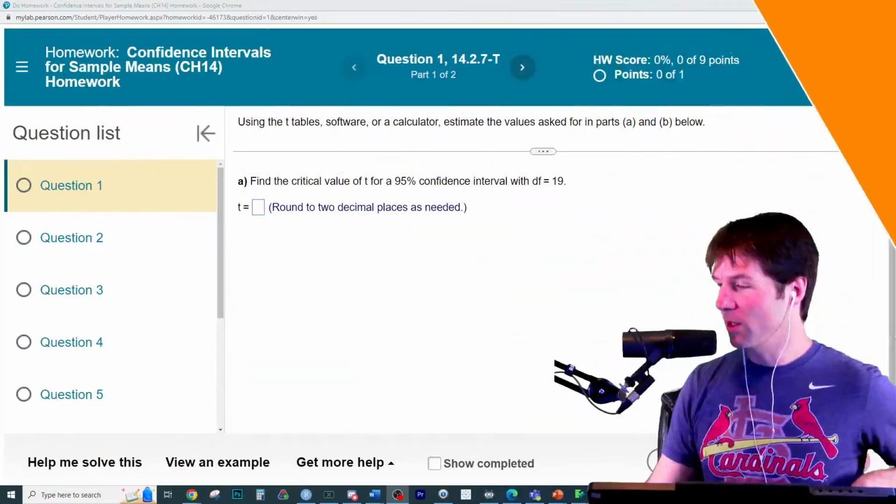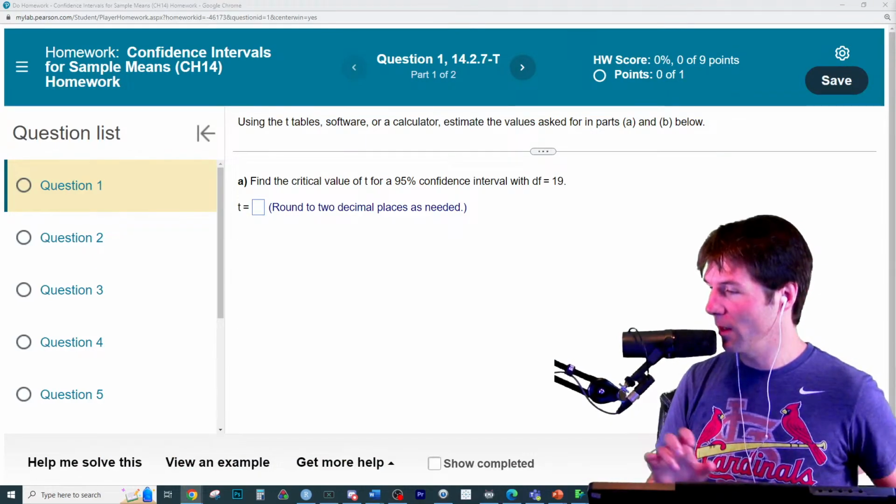So Stat 201, chapter 14, using the T-tables. Okay, let's go check it out right here. Here we go. Oh, it's just right here. I'll drop it in for you. There it is right there.